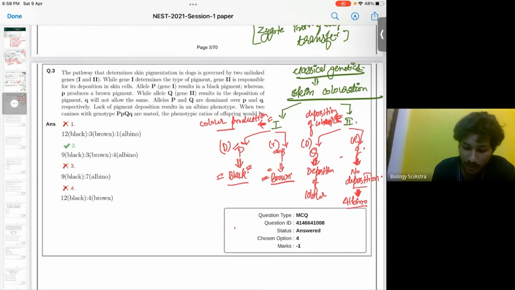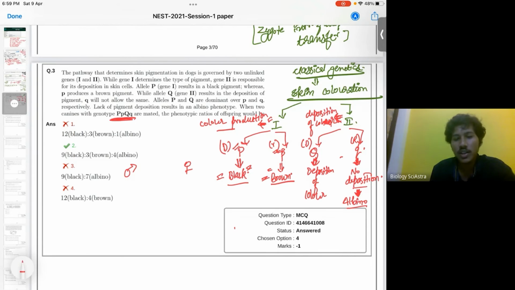The question says that if two organisms, one male and one female, heterozygous for both the genes, are mated, then what is the probability of these colors being seen in the progeny? ठीक है, तो देखते हैं. तो यहाँ पे हमारे पास कैपिटल P स्मॉल p, कैपिटल Q स्मॉल q है, और फीमेल में भी कैपिटल P स्मॉल p, कैपिटल Q स्मॉल q.